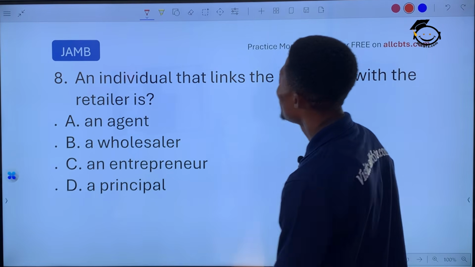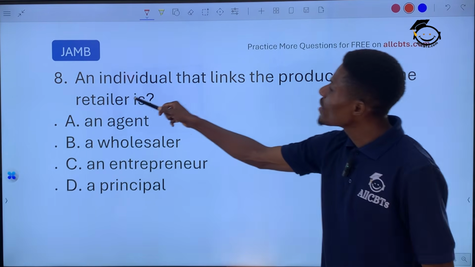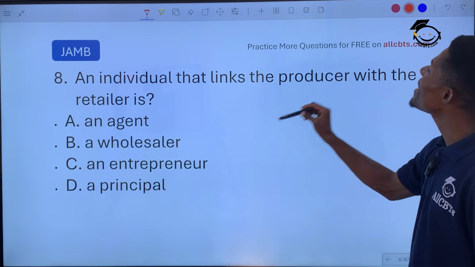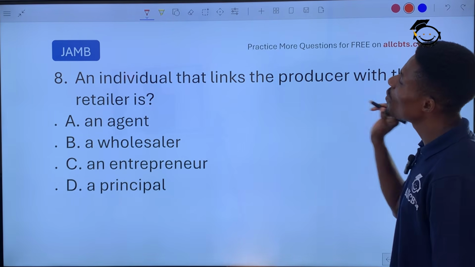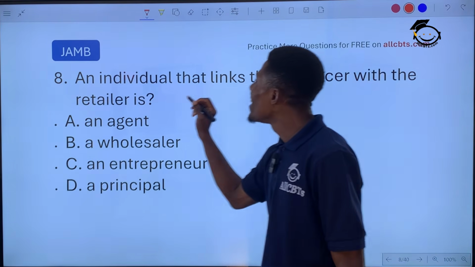Number 8 question. An individual that links the producer with the retailer. Take note of the statement. An individual.